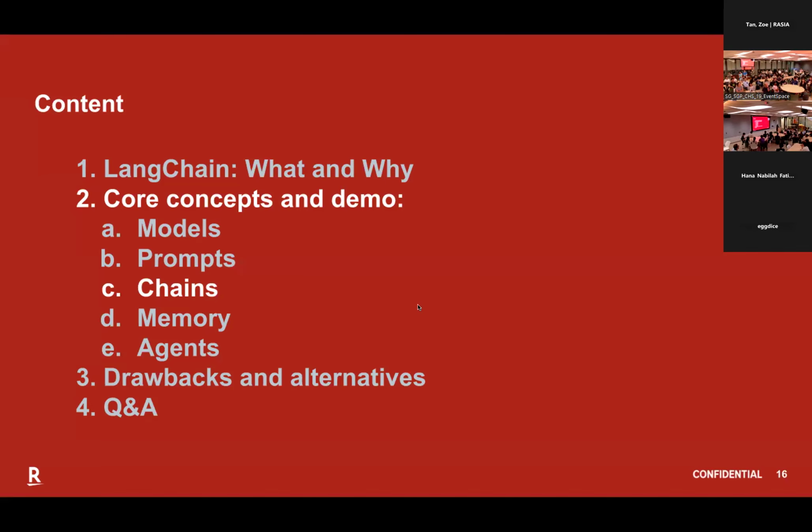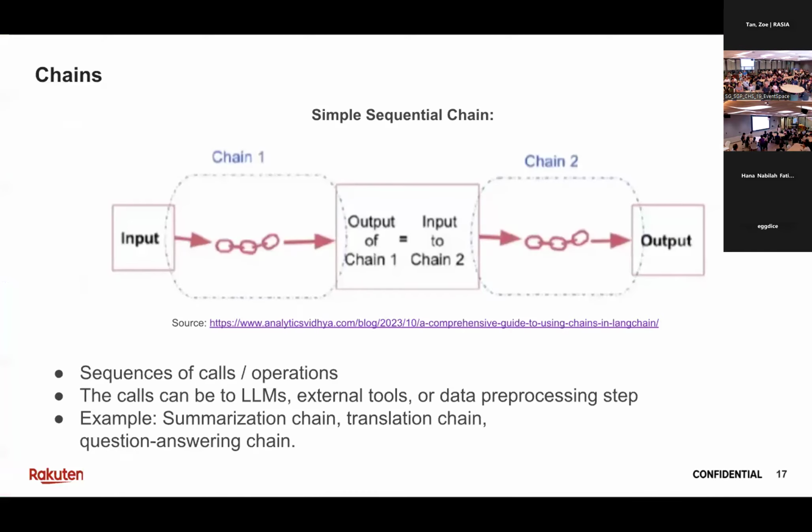And the next core concept is chains. So chains is essentially a sequence of calls or operations. And the calls can be to LLMs, can be to external tools, or it can be to a data pre-processing step. The graph that I showed here is a simple sequential chain. So basically, you have an input, and then you put it through a chain, and then the output of the first chain will be the next input of the second chain, and then you run it through the second chain, and then you have your output.